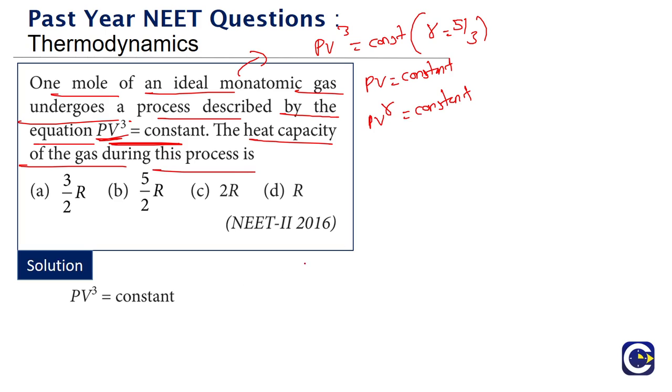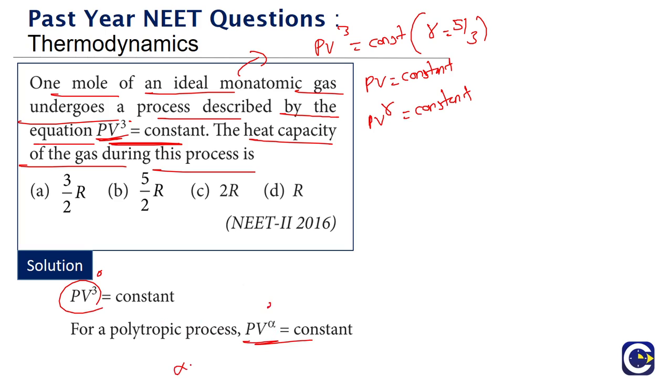So we have a standard formula for that. If we have a polytropic process represented as P V power alpha is constant, here alpha value will be equal to 3. So for this the heat capacity will be Cv plus R by (1 minus alpha). The value will be Cv plus R by (1 minus alpha).